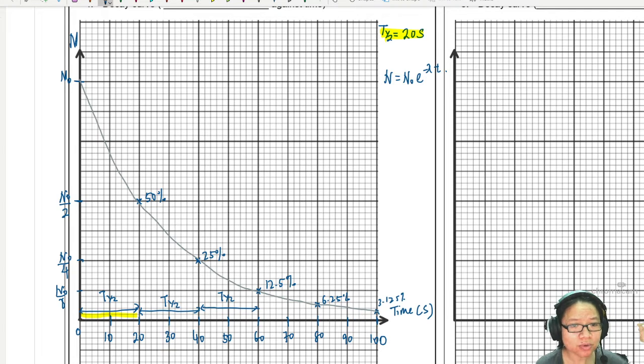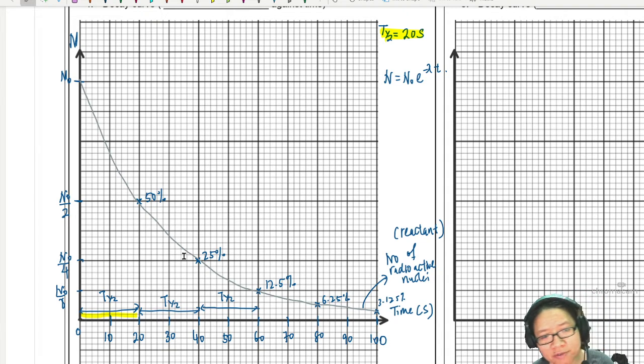So this is the number of radioactive nuclei. I'm going to just label this here: the number of radioactive nuclei left behind. This is what we call the reactant in chemistry. That means you haven't reacted yet. So the number of nuclei that haven't reacted is decreasing. But what about the number of nuclei that already reacted? When you first started your experiment, nobody had reacted yet.